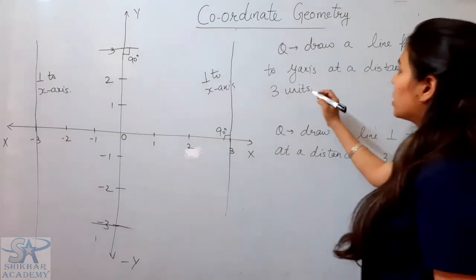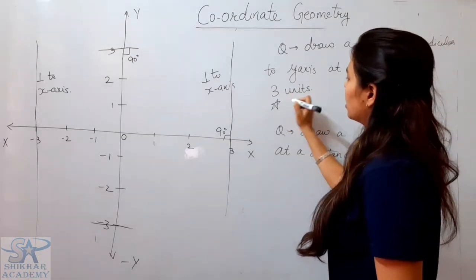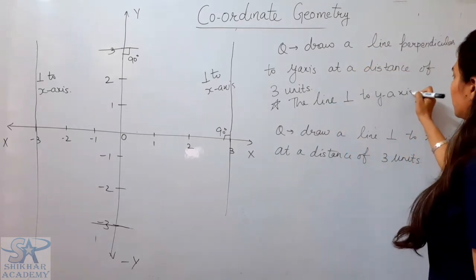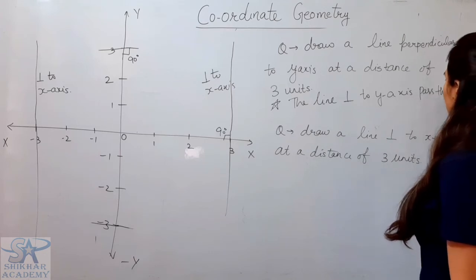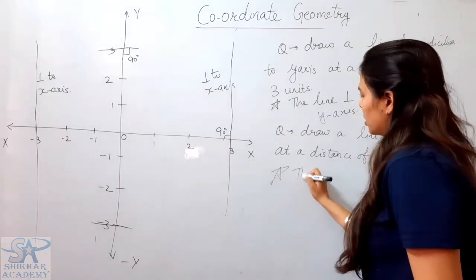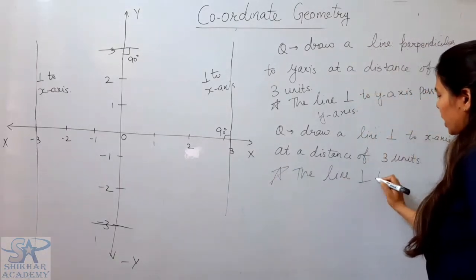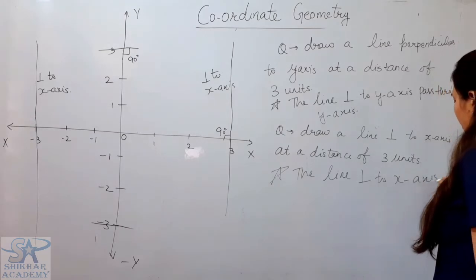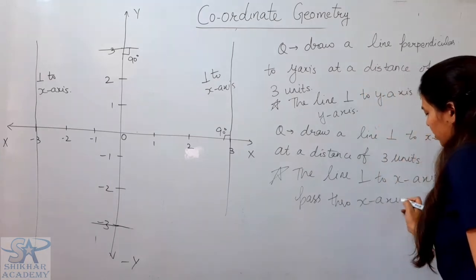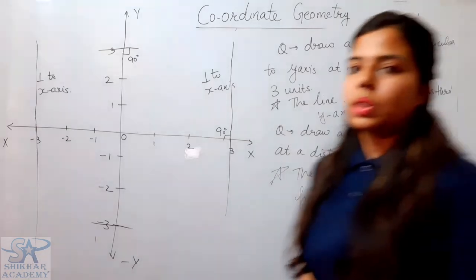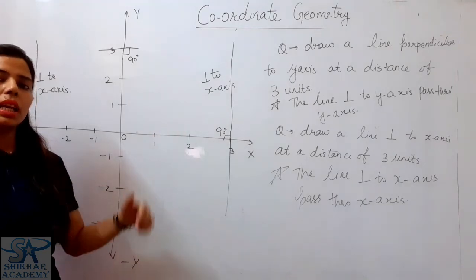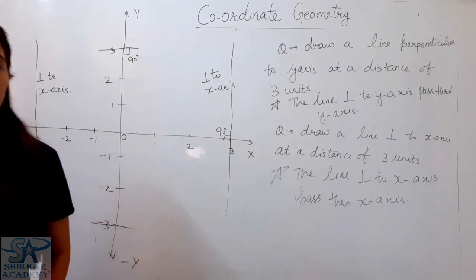Right? So over here we may conclude that the line perpendicular to the y-axis passes through the y-axis, and the line perpendicular to the x-axis passes through the x-axis. Right? So this way we will get to know कि perpendicular lines का जो ग्राफ है वो किस तरह से बनता है और parallel lines का जो ग्राफ है वो किस तरह से ड्रॉ होता है. Right?